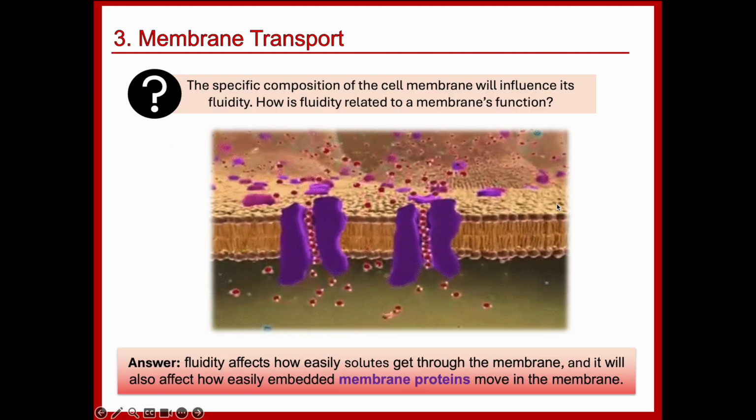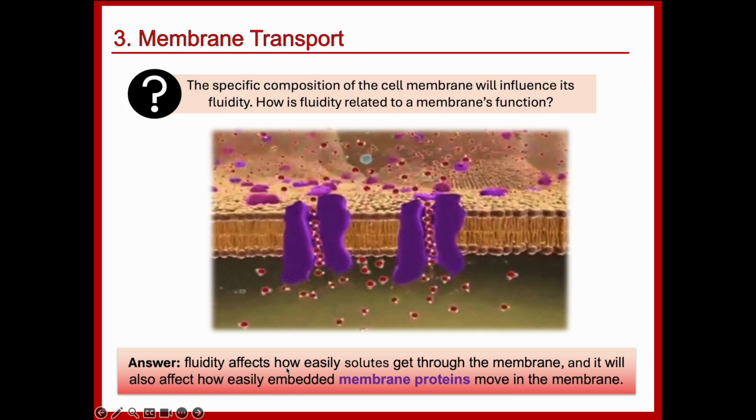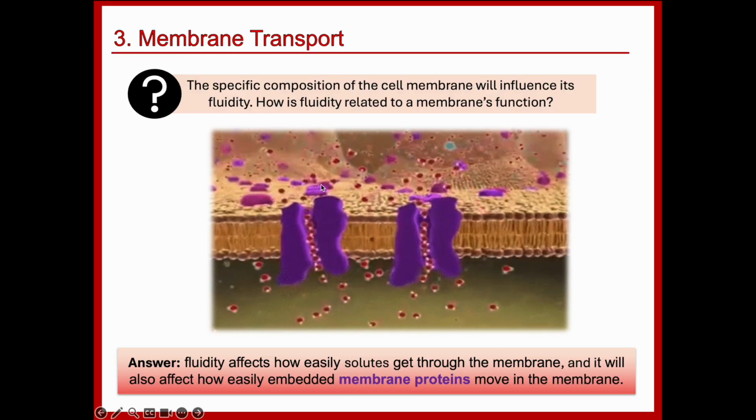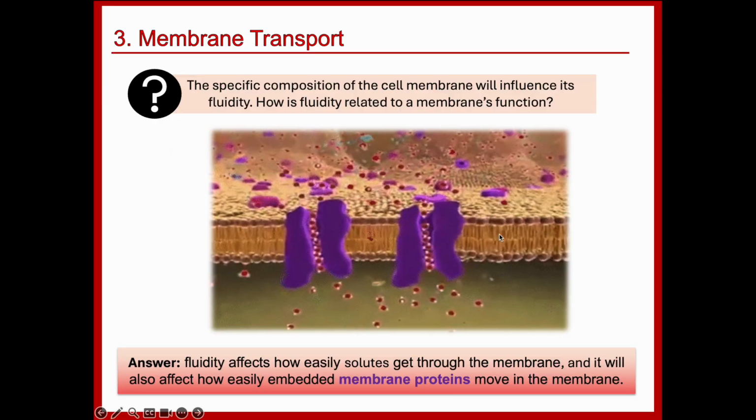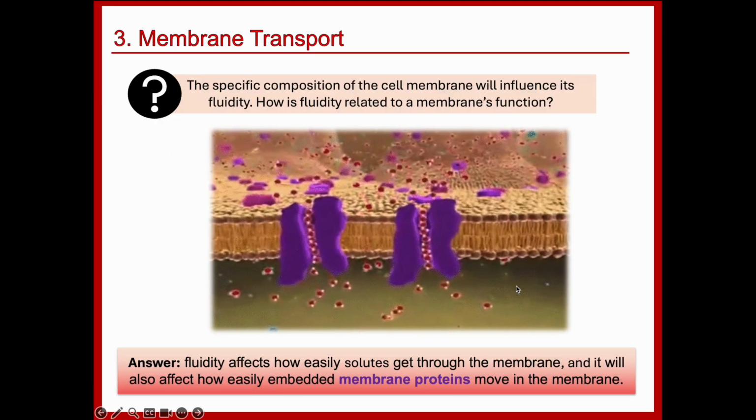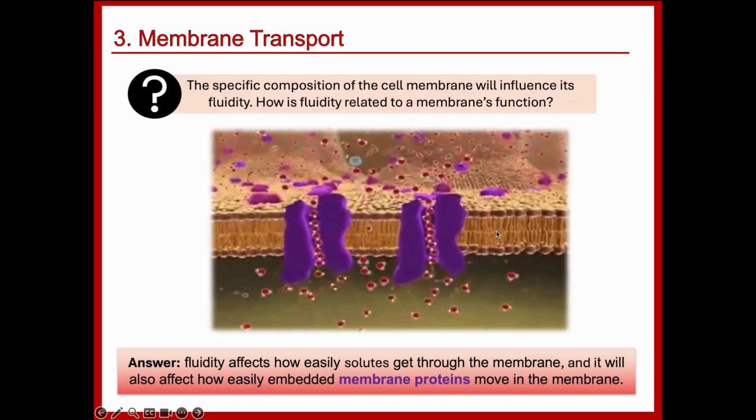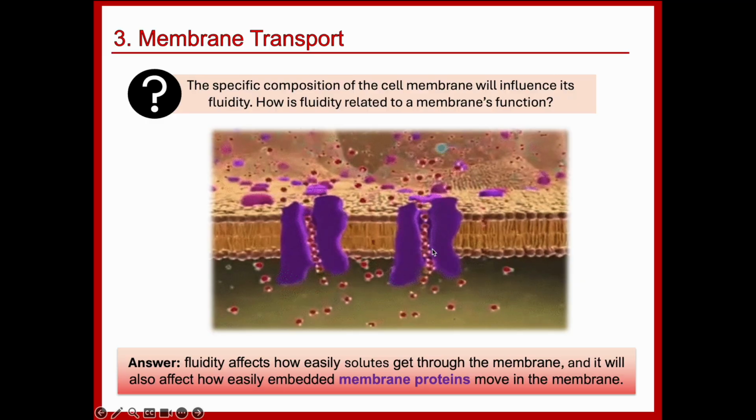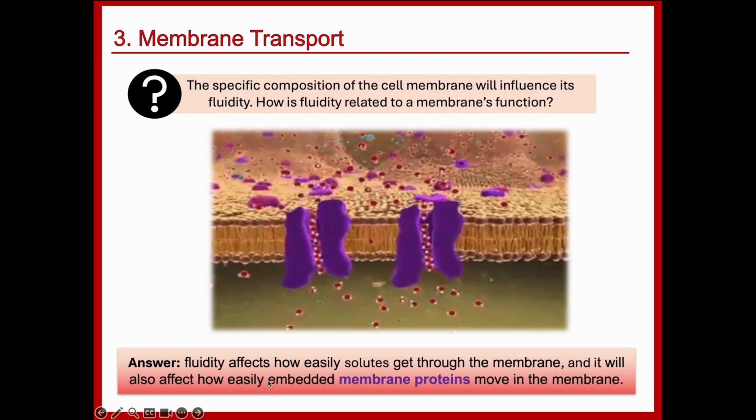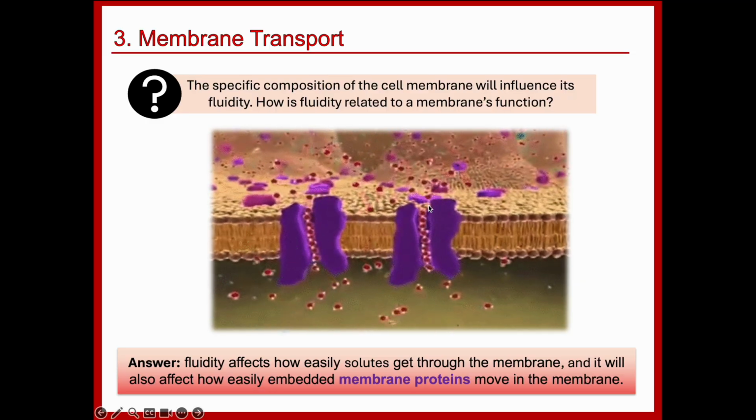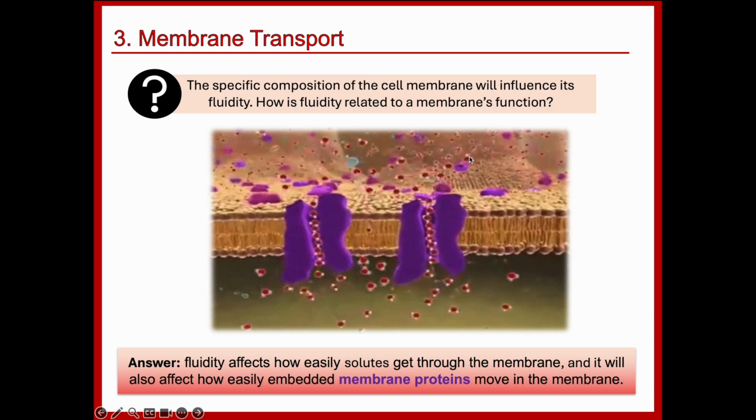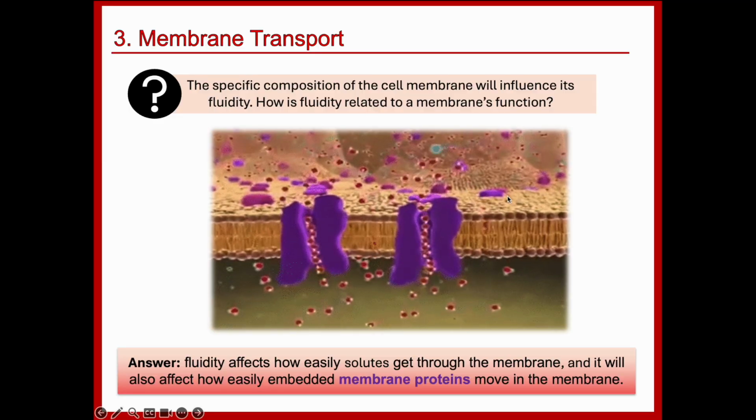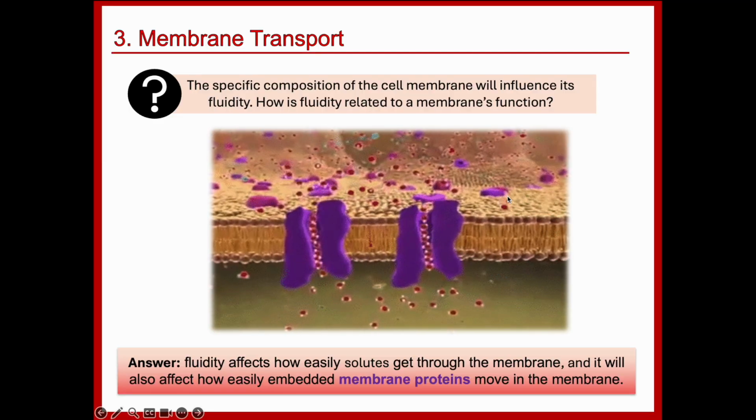How is fluidity related to the membrane's function? Why did we talk about that before? Because fluidity affects how easily certain solutes can get through. Look over here, right? Certain solutes are passing through the membrane directly. If it's very rigid, then maybe they won't be able to do that. Some of them pass through these membrane proteins, right? So fluidity could affect the amount of these membrane proteins that are there. So the entering and exiting from the cell really depends on the fluidity of this membrane, right?